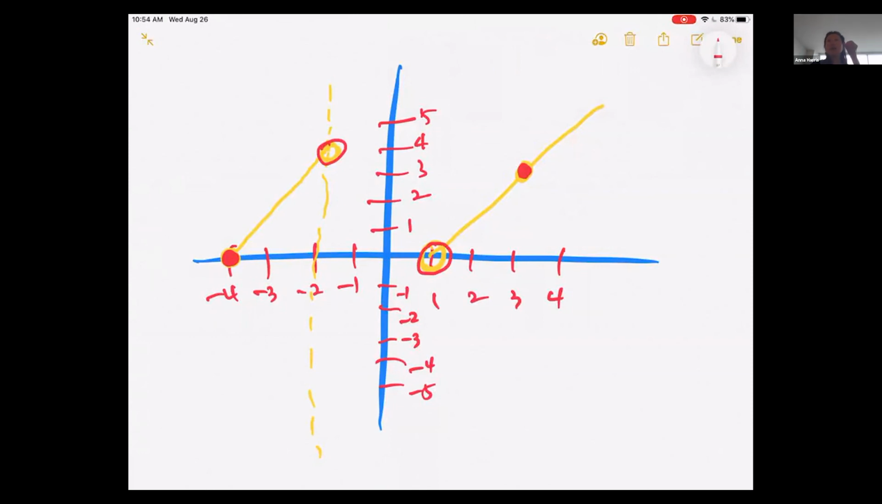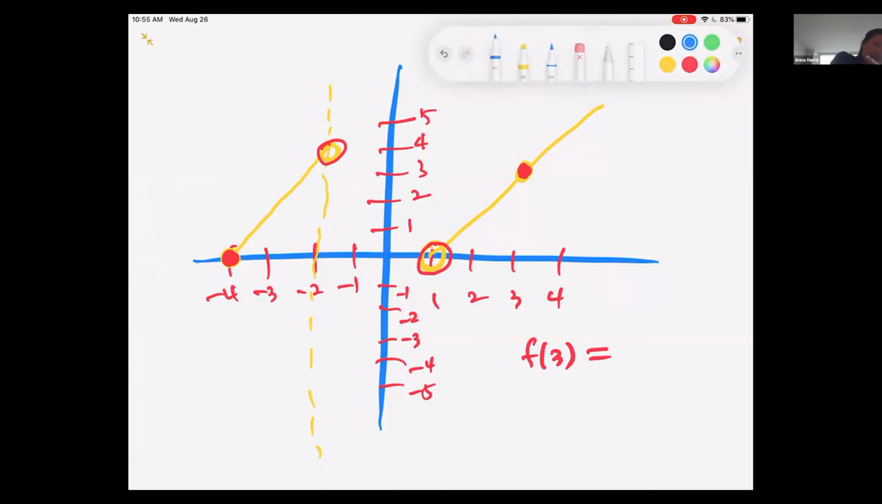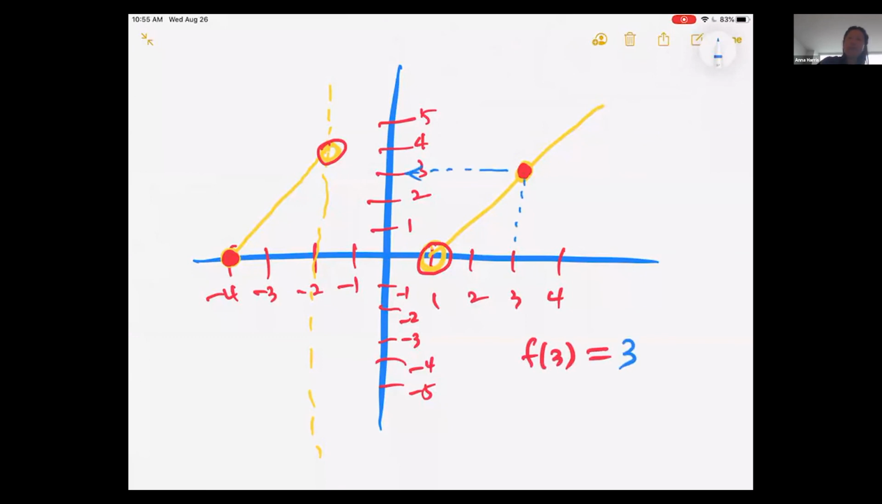Open circle means that when x equals that number, the y value does not exist. That's why it's an open circle. If it's a closed circle, it means that at x equal to that number, you have that y value, which is included. For example, f of 3. Look at my graph and tell me what f of 3 equals. Is it 3? Yes, because at x equal to 3, y goes to 3. So my y value is 3.